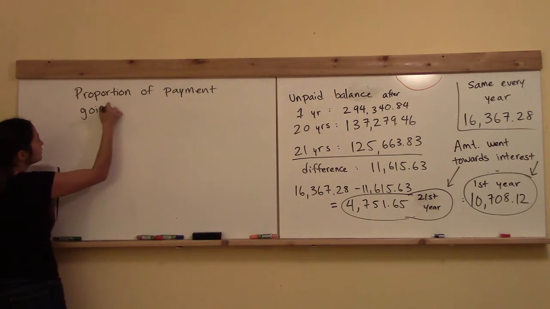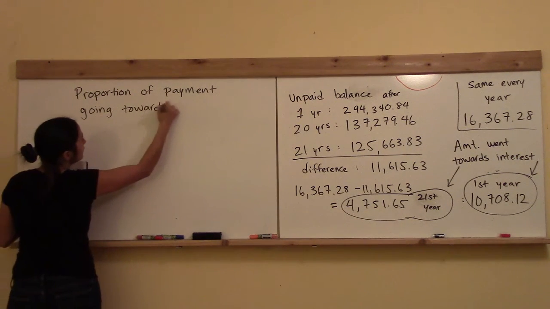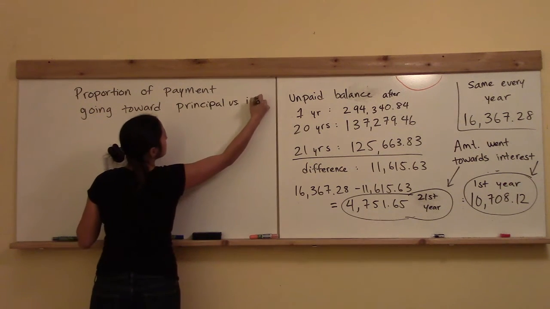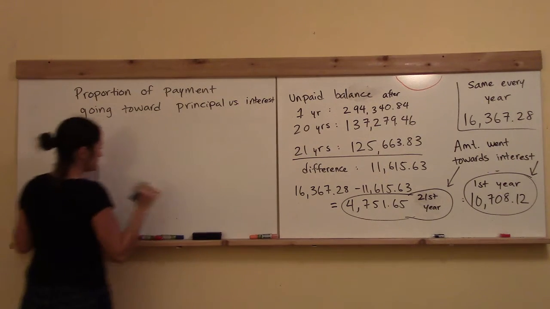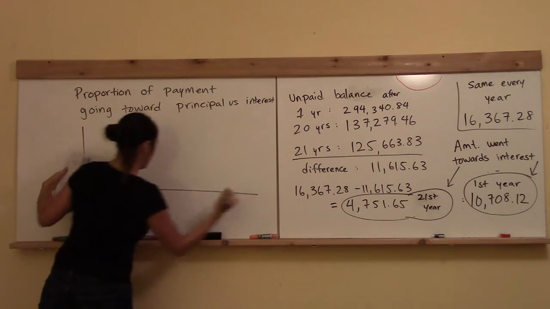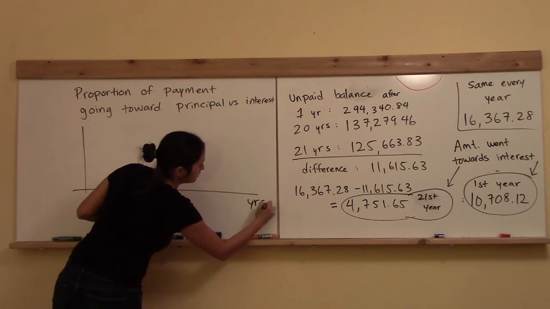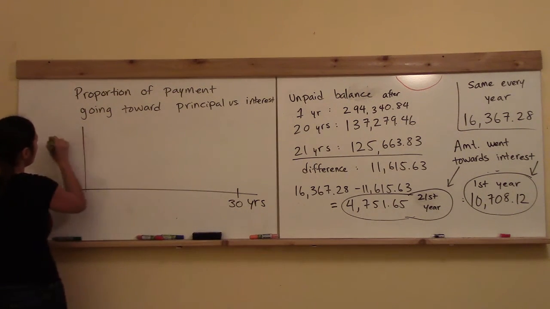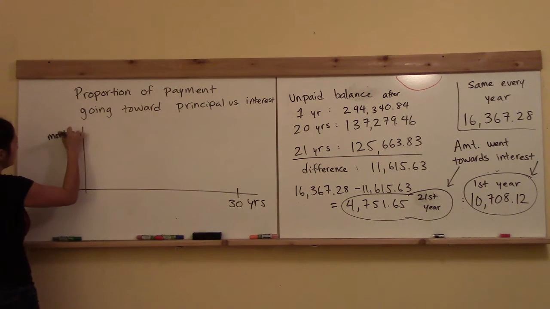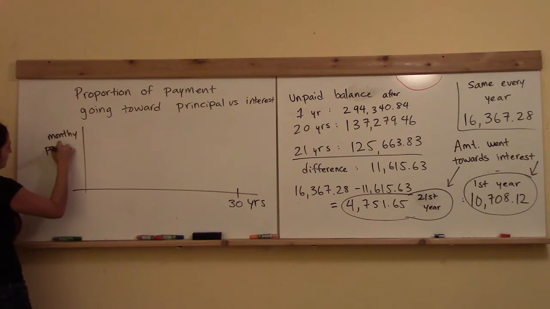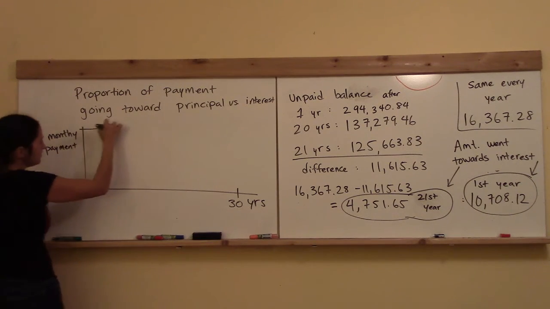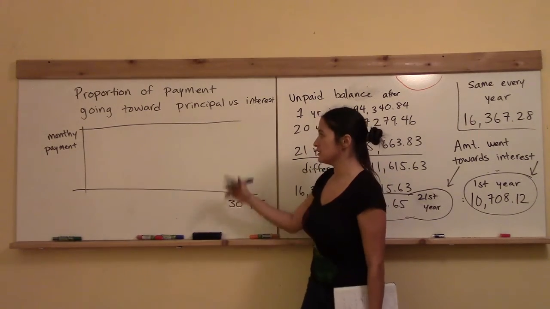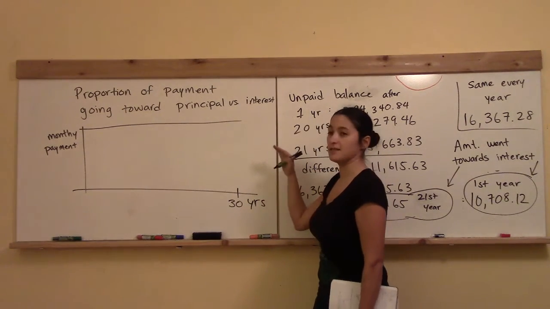Okay? Let me draw you a little chart which shows you the proportion of each monthly payment going toward the principal versus interest. Okay, so let me just draw you a little chart, which is to say that this is the years, and we have to pay all the way to 30 years. We have this many years to pay off the loan, and this is my monthly payment. Okay, and your monthly payment is always the same exact thing. So every single month of every single year, your monthly payment is the exact same thing.